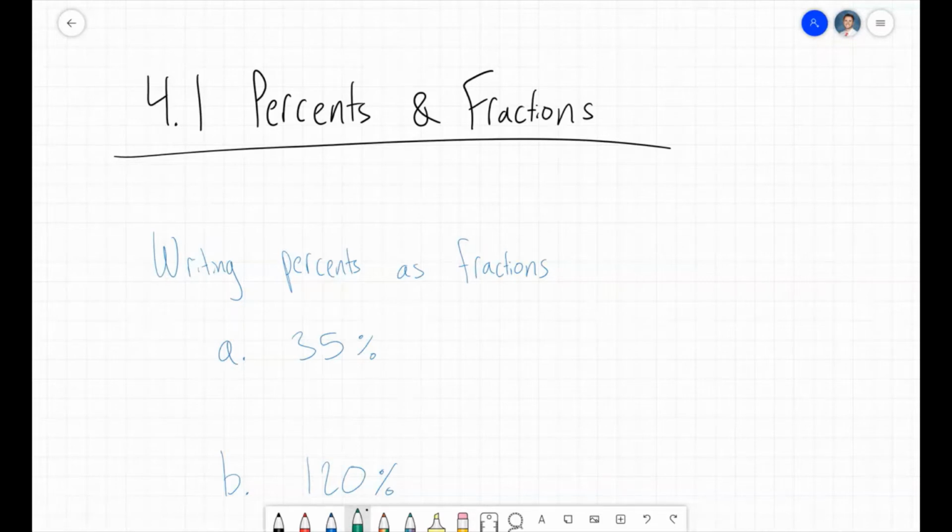So 35%. The important thing to understand here is that percent means per 100 or out of 100. So if we have 35%, that means 35 out of 100 or 35 hundredths. So we can see that this fraction is 35 hundredths, and we could also simplify this one. So 35 and 100 have a common factor of 5 here. So if we divide them both by 5, we get 7/20. So 35% as a fraction is equal to 7/20.